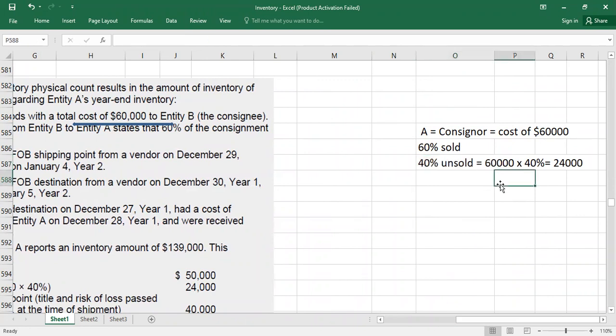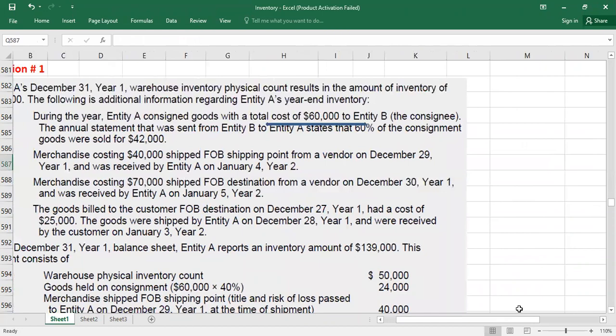So what we will do, just simply we will take the cost of the product, which was 60,000 times 40%, it will give you 24,000. It means this $24,000 you will add back in your inventory physical count. So let's move to the solution. So you can check it here.